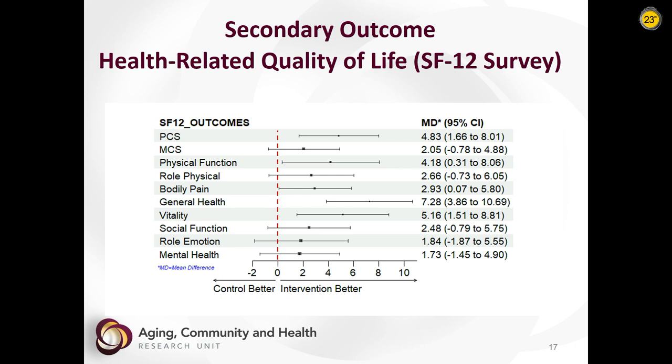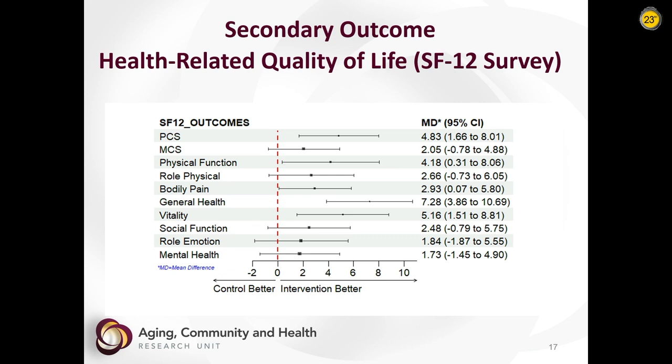So this slide shows the difference between the intervention and control group with respect to the change in health-related quality of life from baseline to the six-month follow-up. The square represents the mean difference and the line represents the confidence interval for that difference. You can see that most of the outcomes are on the right-hand side of the diagram, which favors the intervention. And those lines that are not touching the vertical line are considered to be significant.